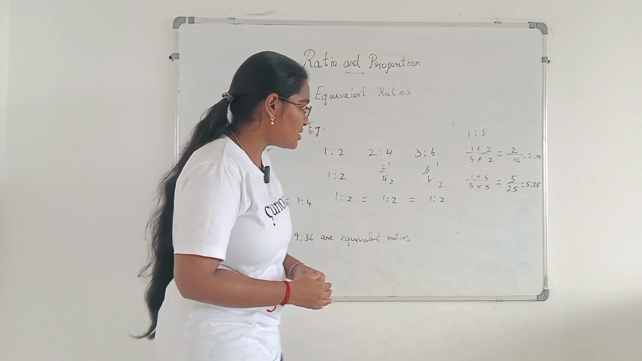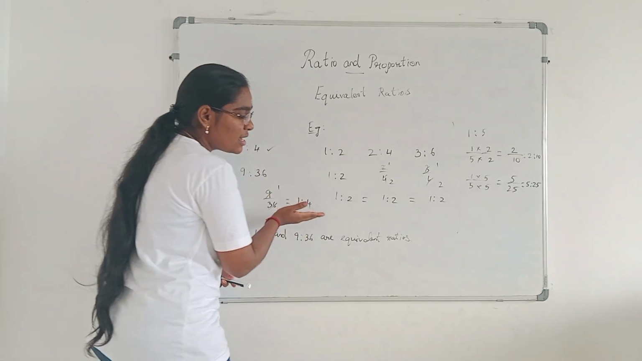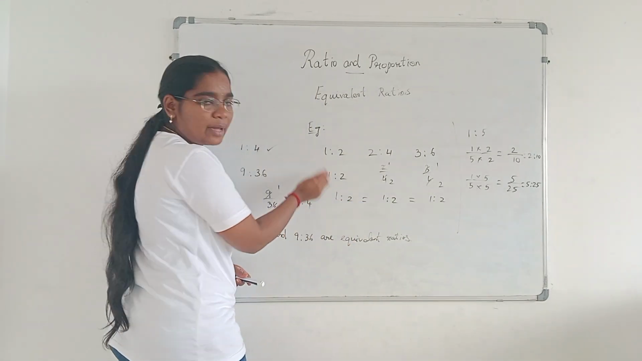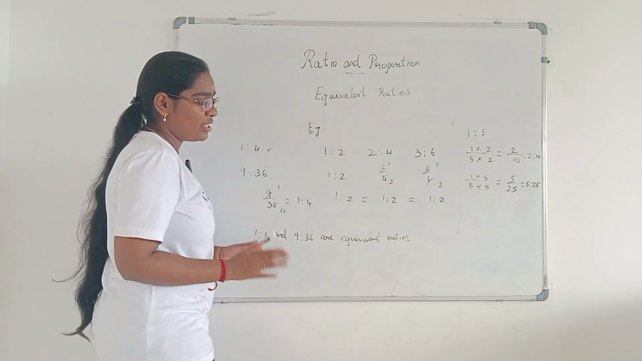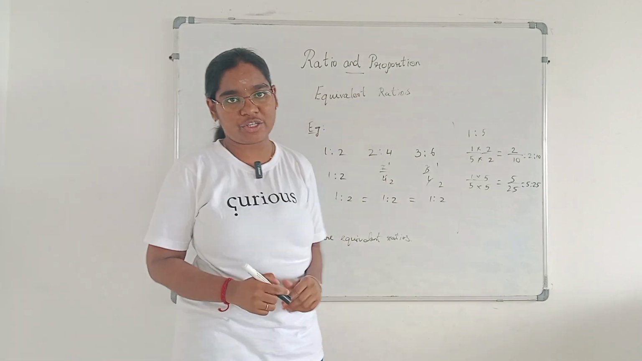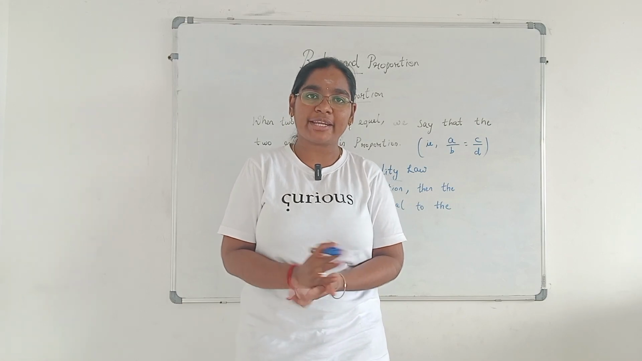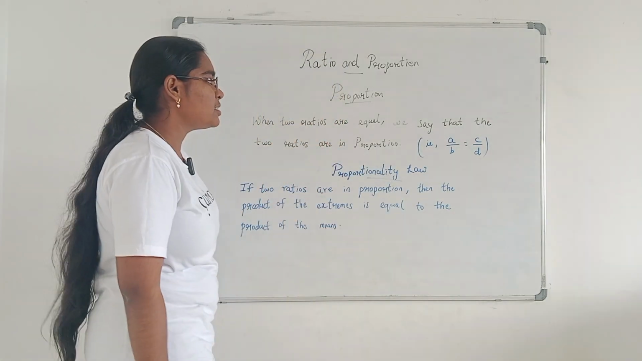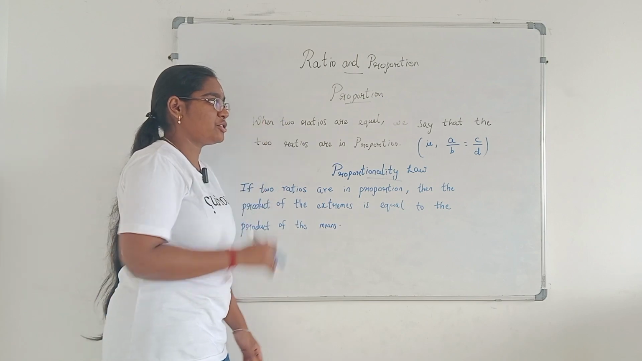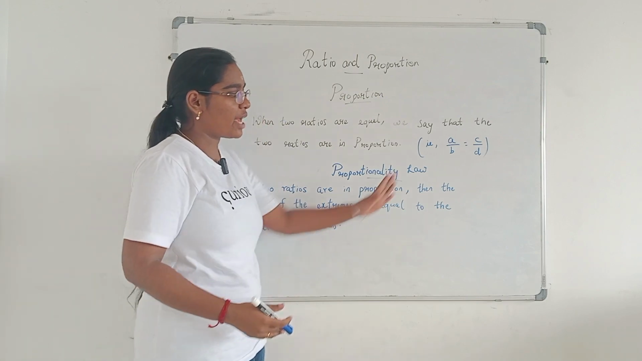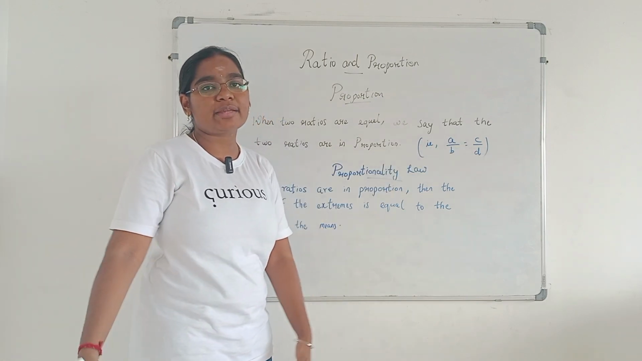Okay. The concept is, if you further simplify them, the final form will be the same for those ratios. That's what equivalent ratios are. Now we are going to learn what is meant by proportion and proportionality law. So proportion is a comparison of two ratios. If two ratios are equal, then they are in proportion.